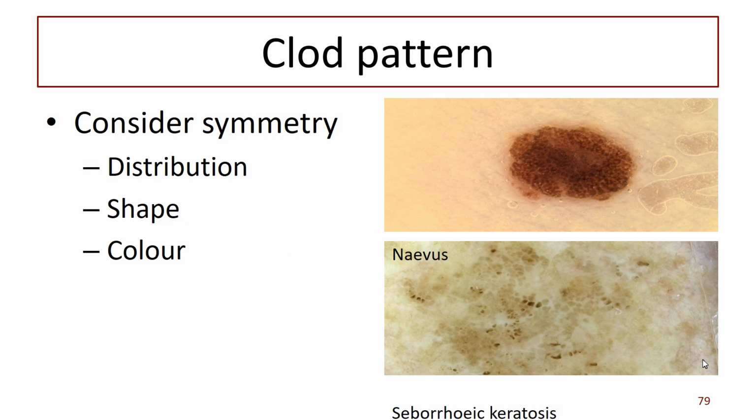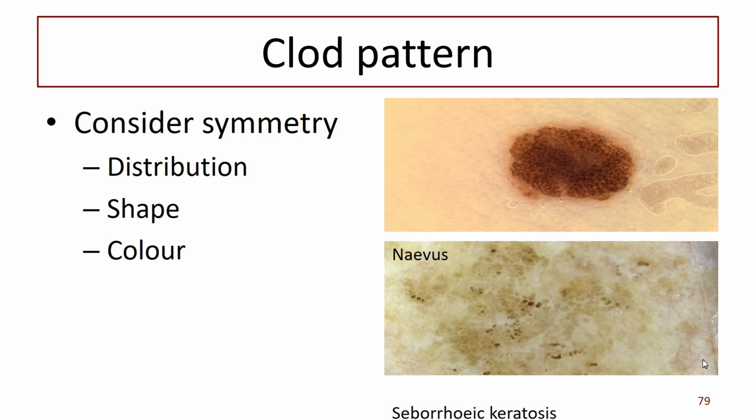So with the clod pattern, it doesn't really matter whether they're clods or lines or whatever. We're really looking to see whether we need to cut this lesion out. And it's symmetrical. So this is a clod pattern nevus. This is a clod pattern seborrheic keratosis. The pattern is the same all over. There's some difference in the density of the colours, but it's more or less the same. It's a single pattern. Some of the clods are bigger or smaller, but they're still clods.